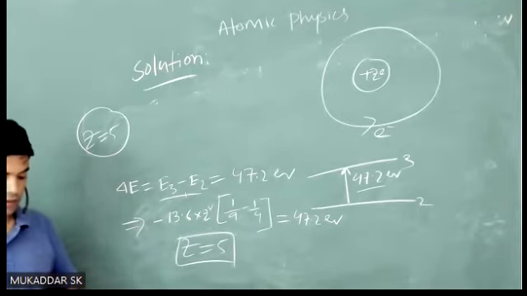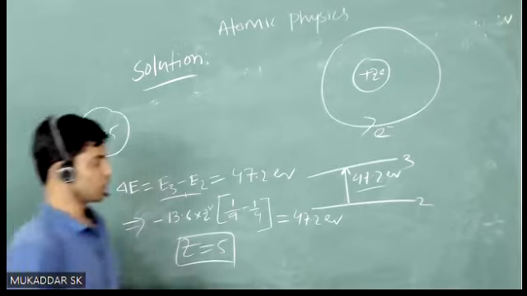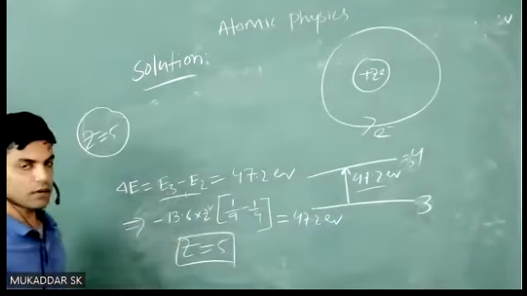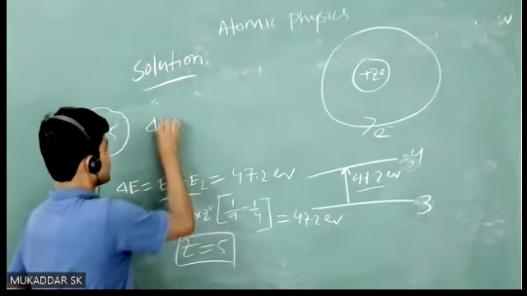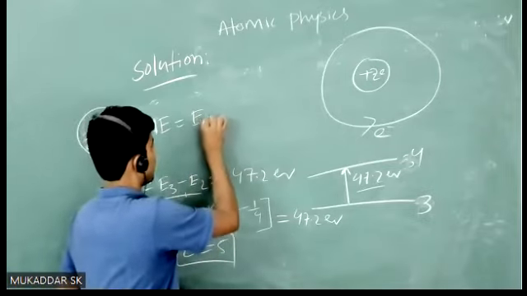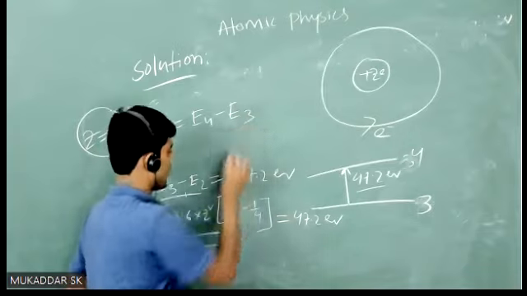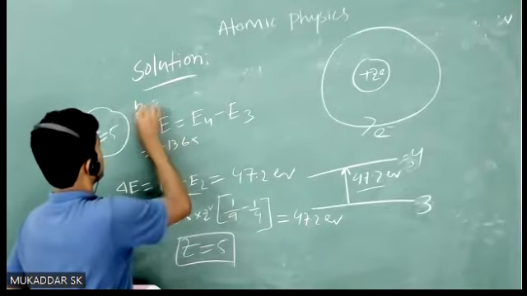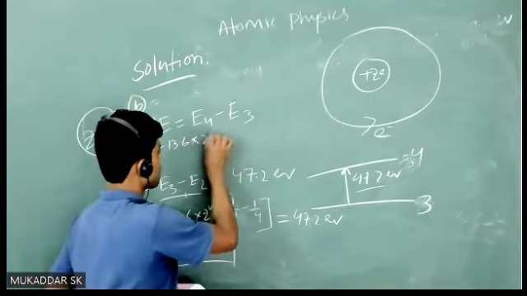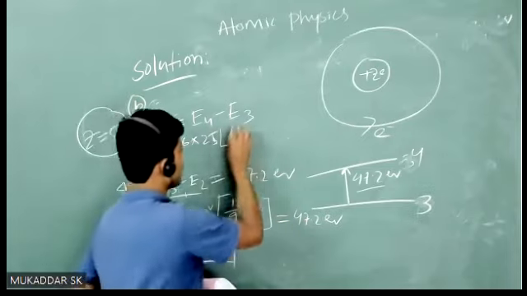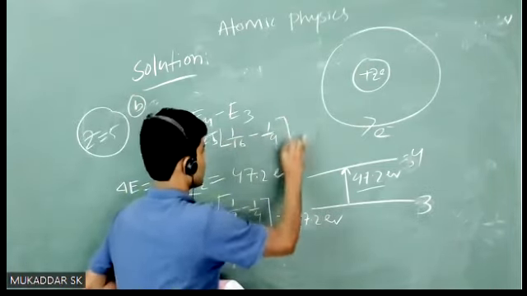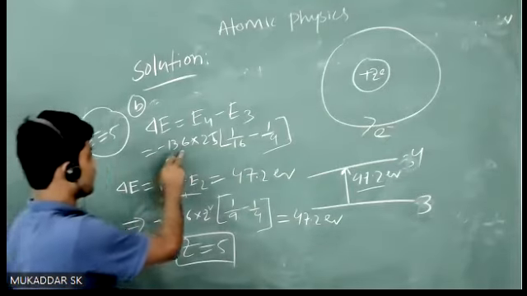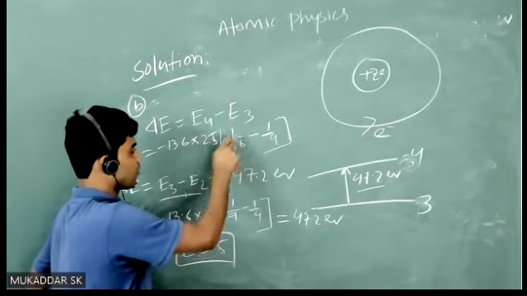Now the second part: the energy required to excite the electron from the 3rd to the 4th state. So how much energy will be needed? Z is known, so delta E will be just E4 minus E3. This is the B part I am doing. Minus 13.6, Z squared will be 25, so for E4 you get 1 by 16, then 1 by 9. Did you get what I am saying? Yes, sir. So minus 13.6 into 25 into (1 by 16 minus 1 by 9).